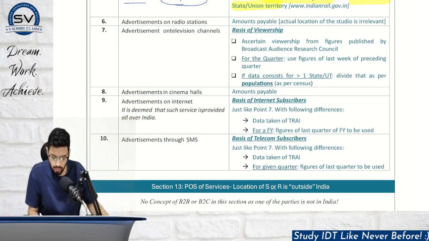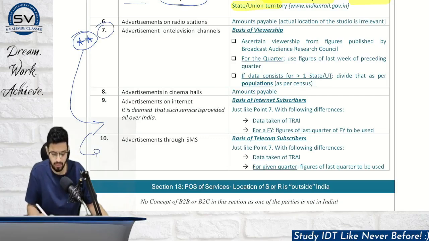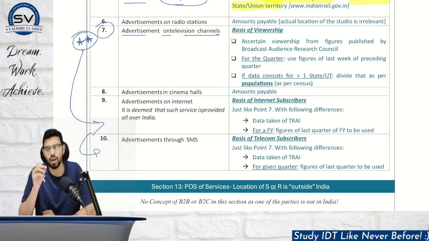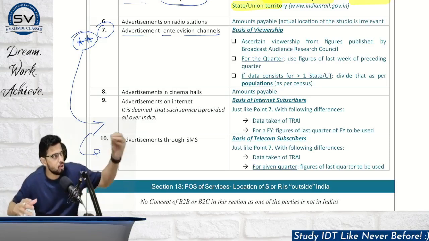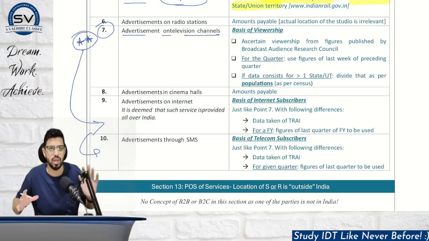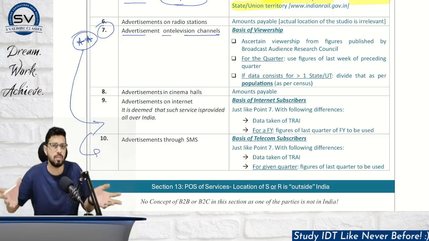Okay, now let's come to your point number 7. You will face some problem in this if you don't pay attention, and then 9th and 10th are exactly like 7th. So we will basically be covering 7th only. Advertisement on TV channels. Now understand, the way of bifurcation will be different when we talk about TV channels. Why? Because TV channels means there is nothing concrete in physical form. We don't know how many people are going to watch the TV. We don't know how this information will be spread. So here we need some specific steps.